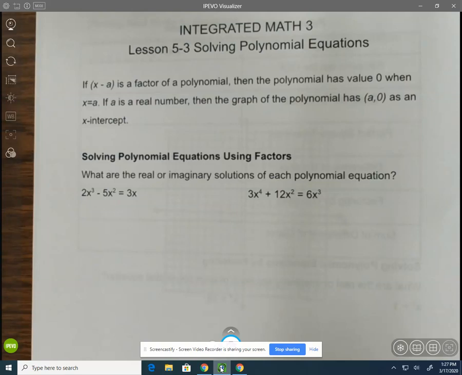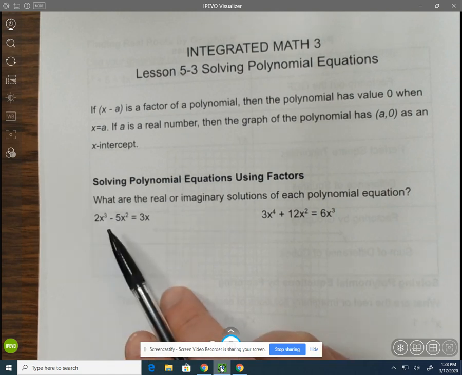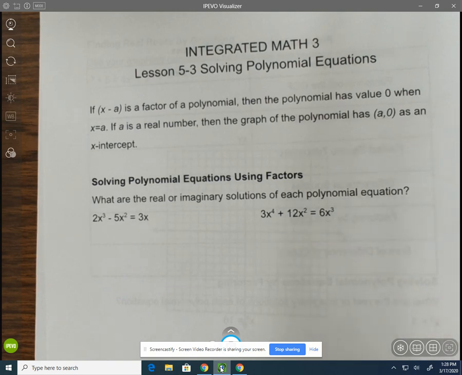Well, welcome back. We're taking a look at lesson 5.3 here, solving polynomial equations. We're going to take a look at a couple different ways to solve equations involving some different exponents. We've got a cubic here, and we've got one to the 4th degree here. So just a couple different ways to solve these things.